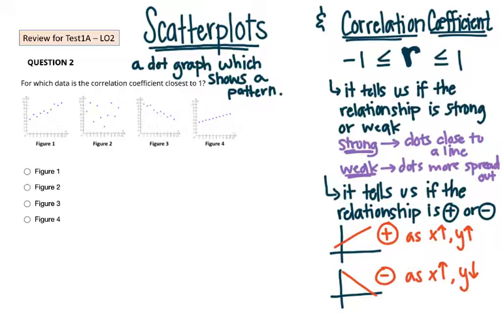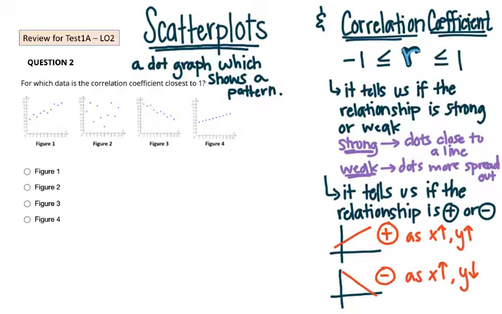So just as a reminder, this letter R will tell us whether the relationship is strong or weak. Close to 1 or close to -1, that's strong. Closer to 0 is very weak. And then positive or negative, if R is negative, it's a negative linear relationship. If R is positive, it's a positive linear relationship.